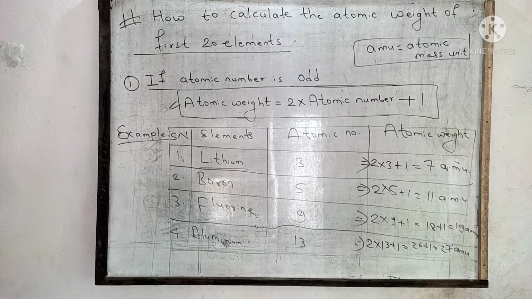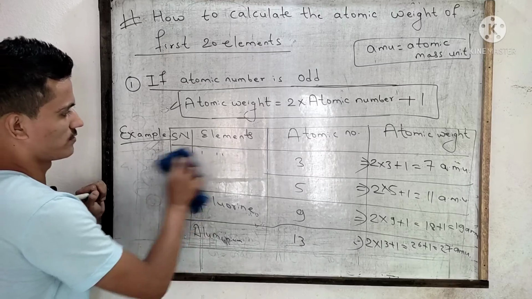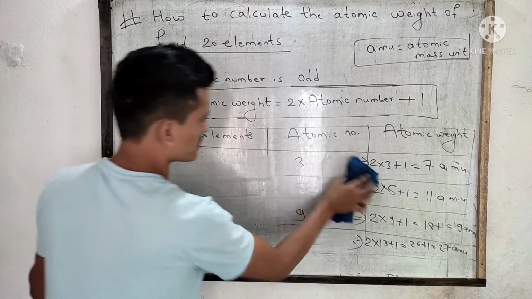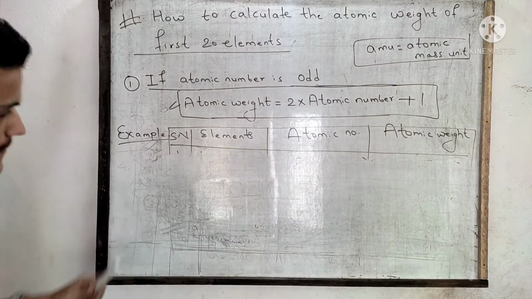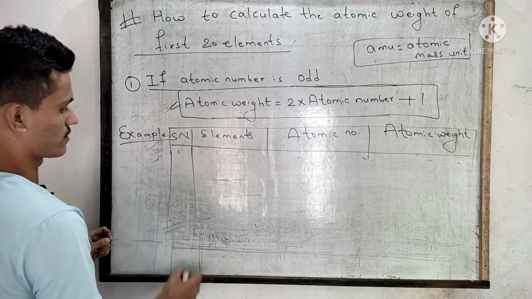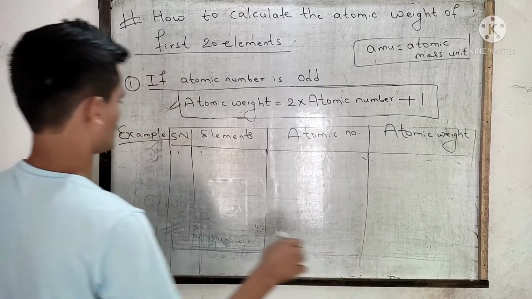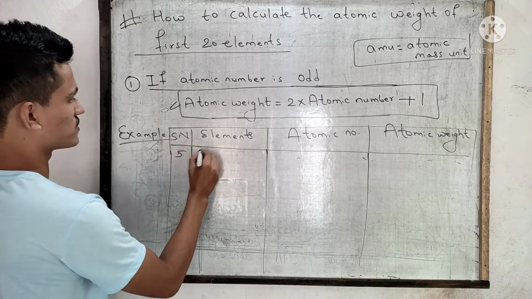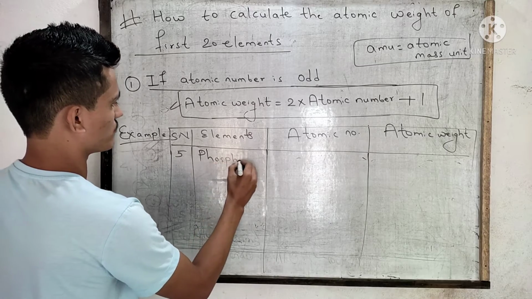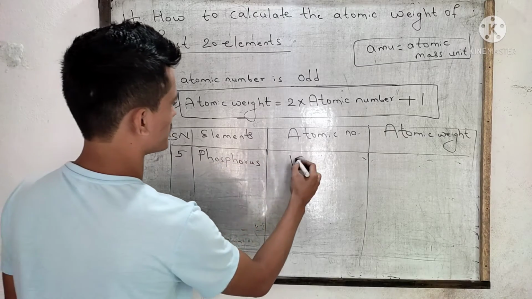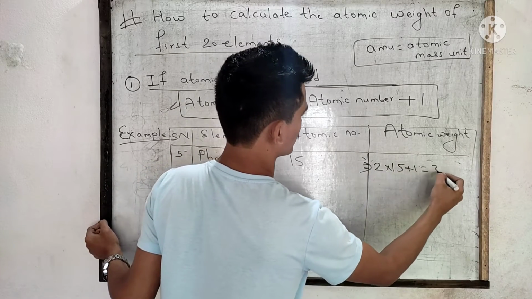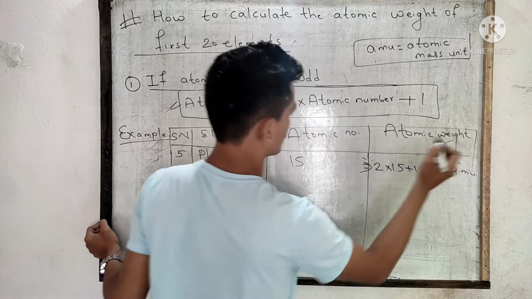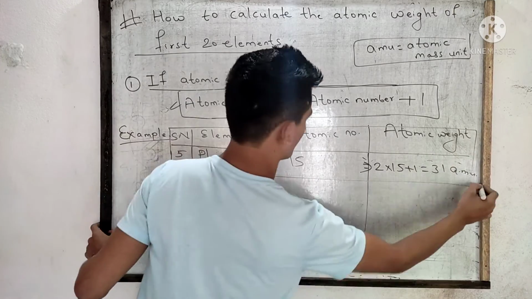Now let's see the others. Number 5 is phosphorus. Atomic number is 15. Atomic weight will be 2 into 15 plus 1, which is equal to 31 A.M.U. Okay.